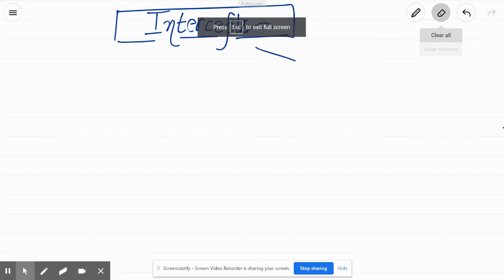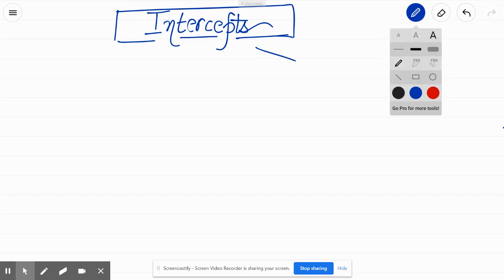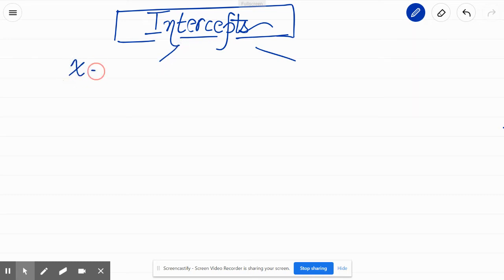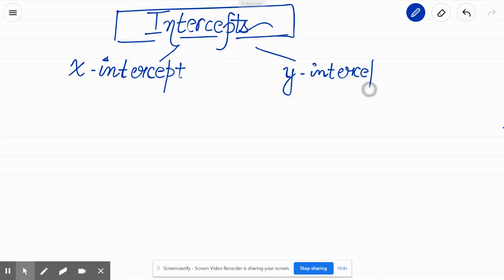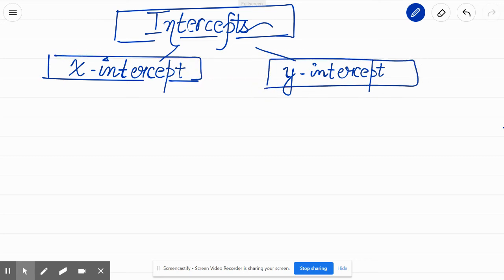Hello and welcome. In this video, we are going to talk about intercepts in algebra. Basically, intercepts are of two types here, which are X-intercept and Y-intercept. Now, it actually goes by the axis. So we have two axes that we are looking at when we talk about a linear equation. So we have X-intercept and Y-intercept.